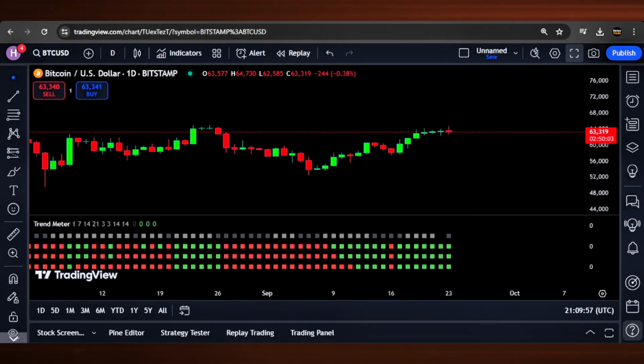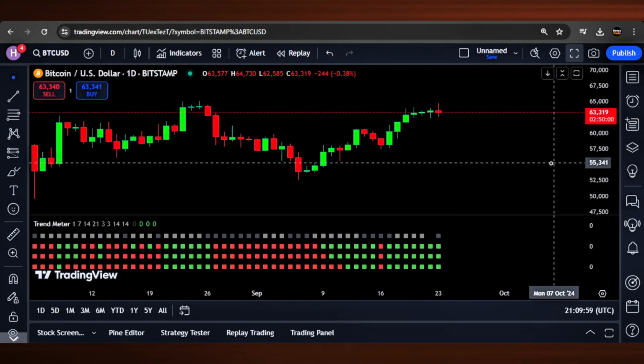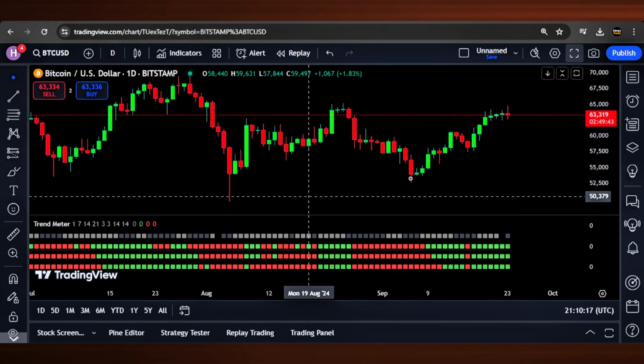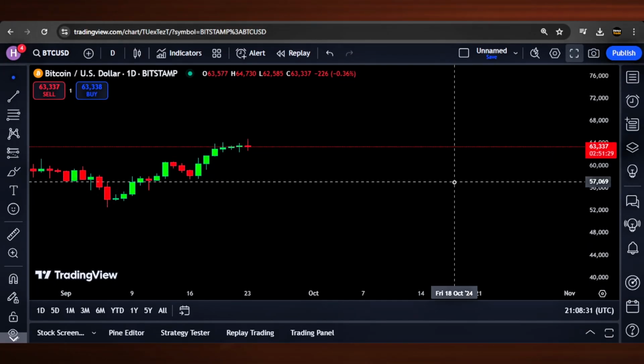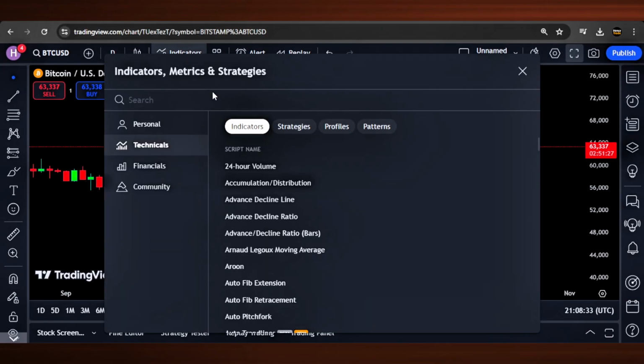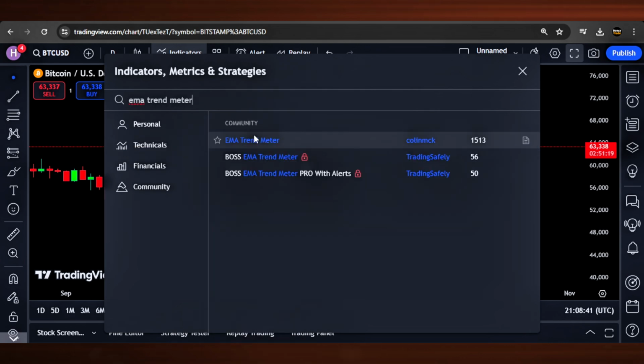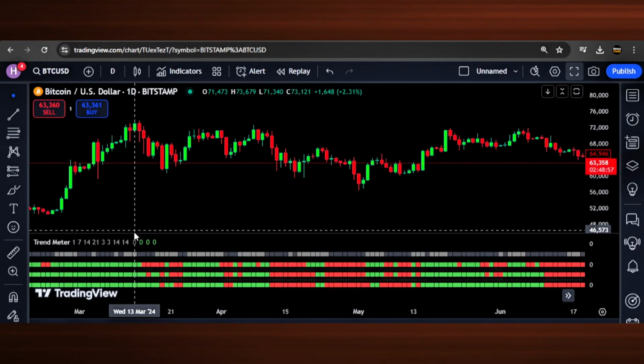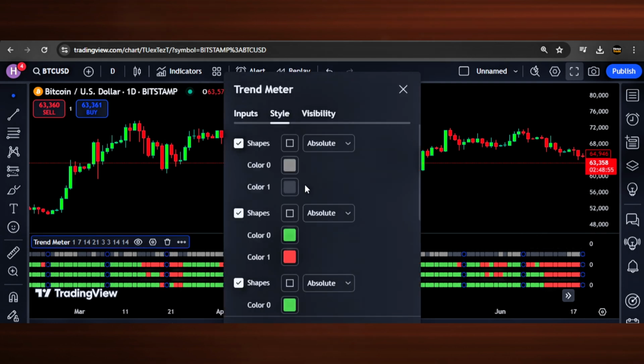First things first, you need to get on TradingView. If you don't yet have it, I'll leave a link in the description. Next, go to your chart and click Indicators. You are then going to search EMA Trend Meter. Click this one right here. Next, click this little gear icon to enter the settings menu.